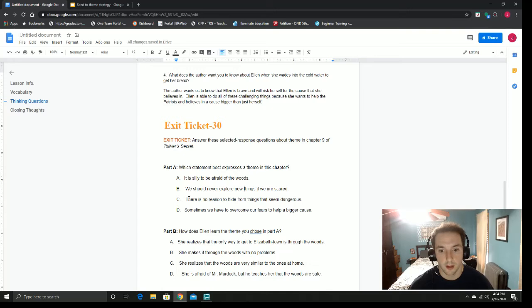Okay. This one here is, there is no reason to hide from things that seem dangerous. Now, if you thought that was a theme, it's a lesson that makes sense. It seems like it can apply to everybody, and Ellen does show it when she was running through the woods, or she was getting the bread. If she hid, she wouldn't have accomplished her goal. But she did have some reasons for it.